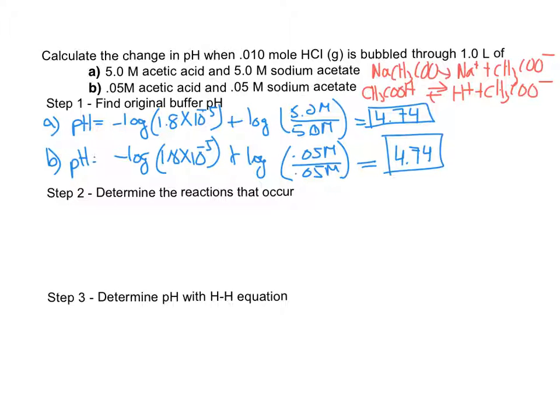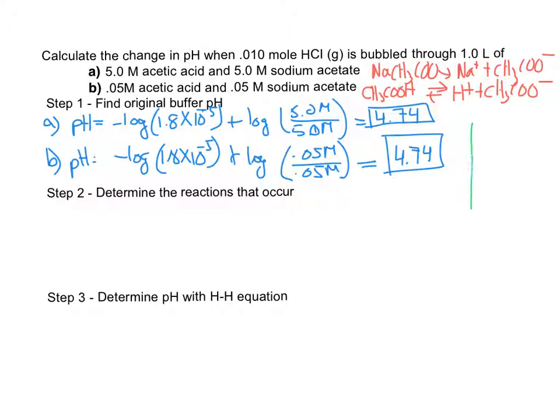All right, now what I'm going to do next is I'm going to add 0.01 moles of HCl. And I'm going to add that to a liter of my buffer. And I'm going to decide what happens to the pH. So in order to do that, first, you have to decide what reacts with what. So I like to draw my little beaker.